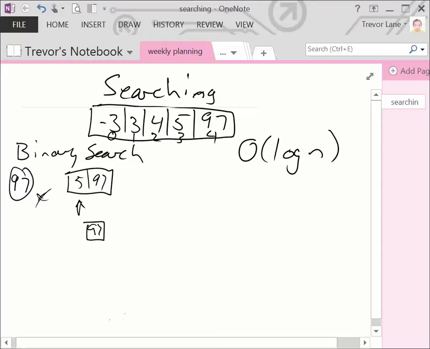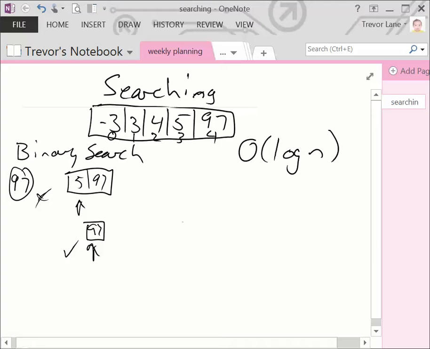97. So the first thing we do is we find the midpoint. And the midpoint, of course, is going to be the only value there. And we say, well, does the number 97 match the value at the midpoint? Yes, it finally does. So that means that we're all done. We found the number, and so we return that number back to the programmer.